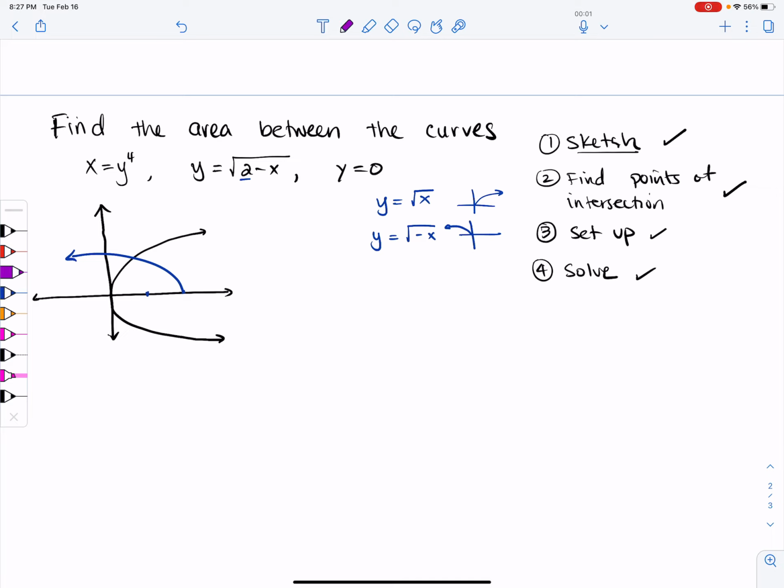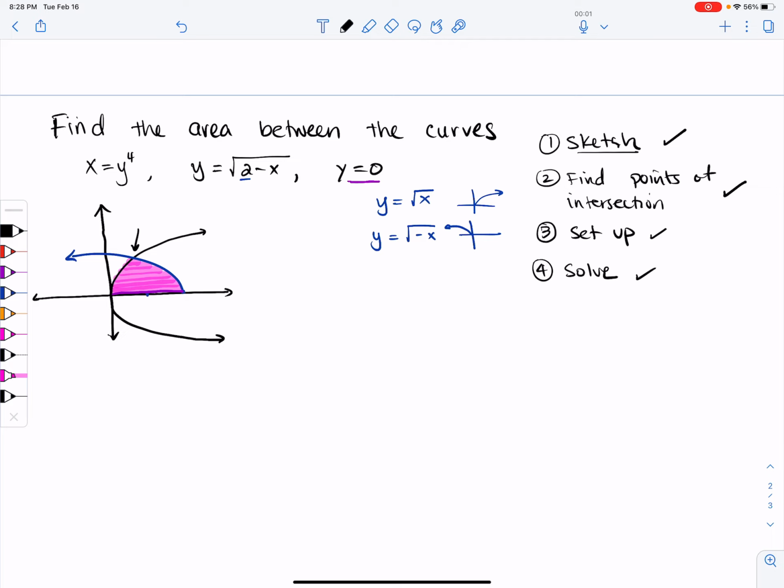And then we have y equal to 0. And y equal to 0 gives us this line. So the area between the curves is this area here. So you need to first make sure that you clearly establish what it is that you are working with. I also want you to notice that these two curves intersect somewhere.